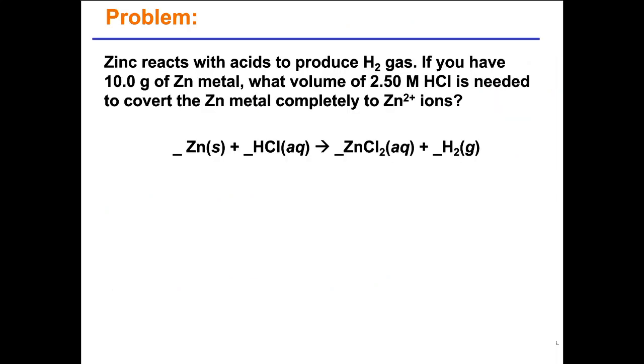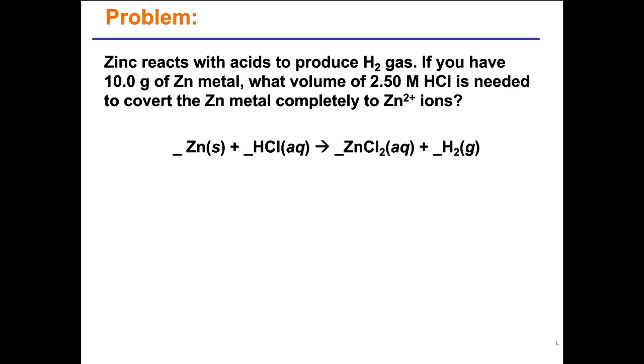Okay, so a problem here. It says zinc reacts with acids to produce H2 gas. If you have 10 grams of zinc metal, what volume of 2.5 molar HCl is needed to convert the zinc metal completely to zinc ions?